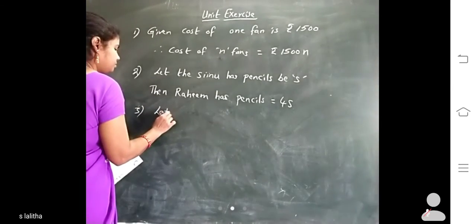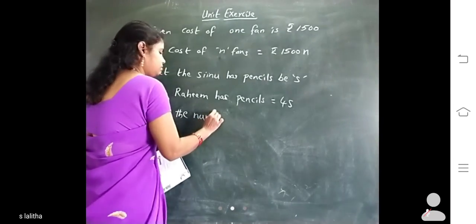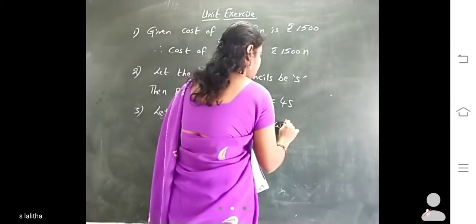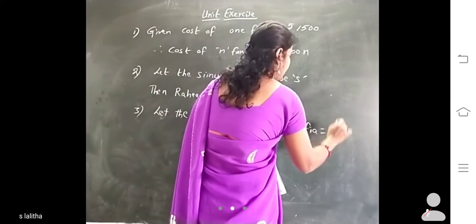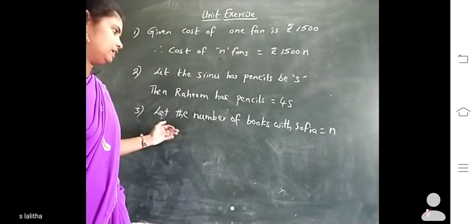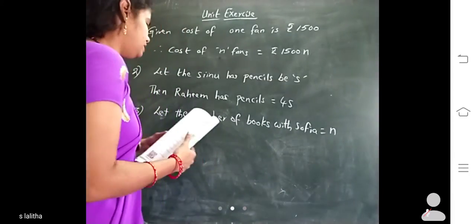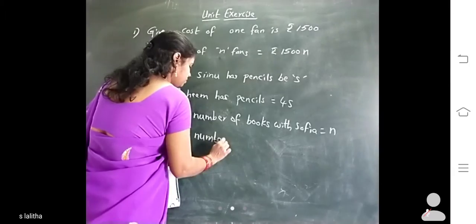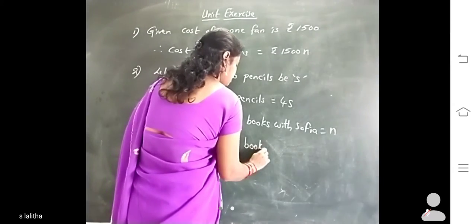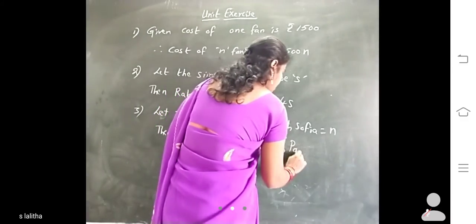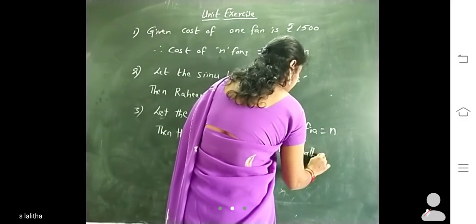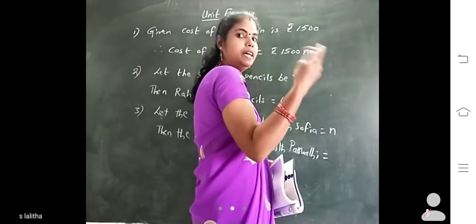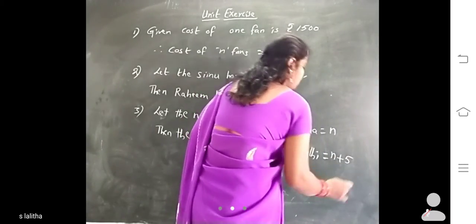Let the number of books with Sophia equal to n. Any variable as you like. And the number of books with Sophia is equal to n. Then the number of books with Parvati equal to how many? 5 more books than Sophia. 5 more books means you have to add plus 5. So n plus 5. Okay? Right.